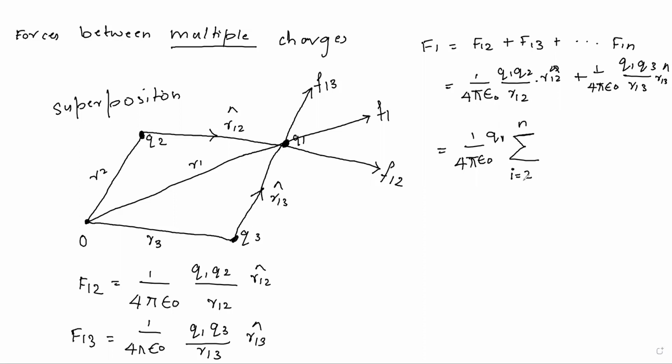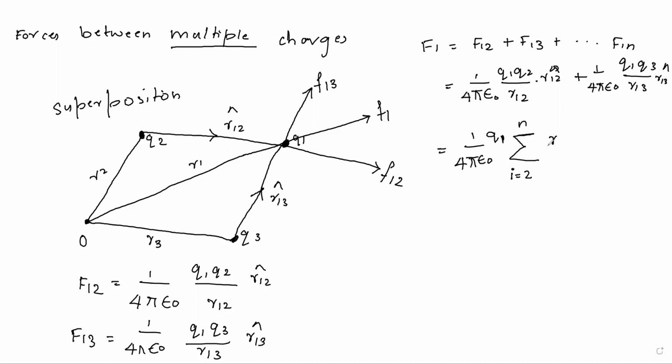It is changing from 2 to n because 1 is the same, 1 is constant. We consider 1, so we have taken it outside. The change is from 2 to n, right? So we'll take summation i from 2 to n. And what is remaining? R1 is same, right? R1 is same.